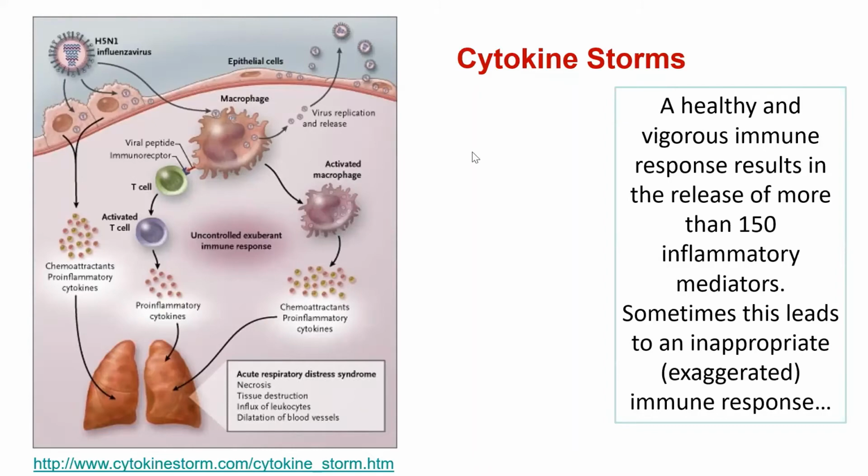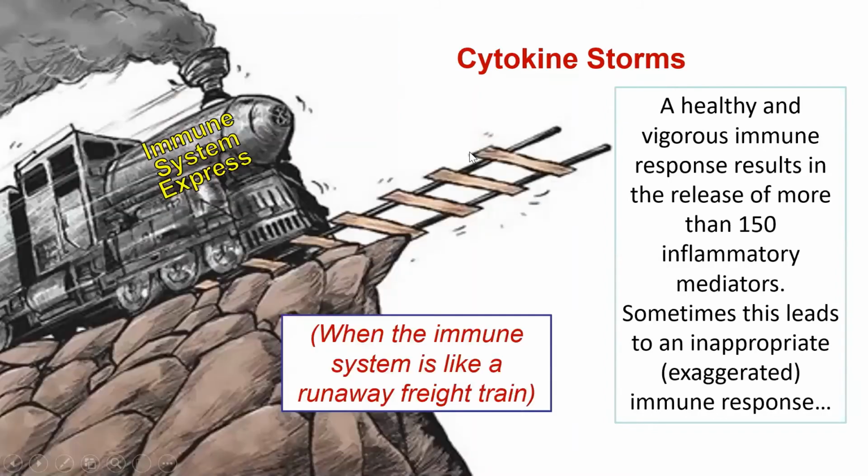And one analogy of a cytokine storm is that it's kind of like a runaway freight train, right? The immune system is just going and it just can't stop. So like I said, this is something we don't fully understand why it happens in some people and not others, and can be quite dangerous. But I'm not going to ask you about it on the exam.